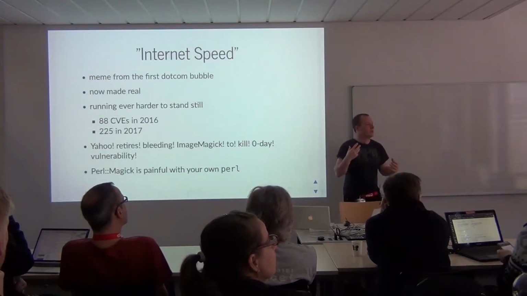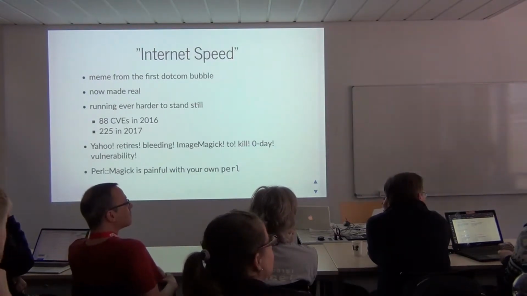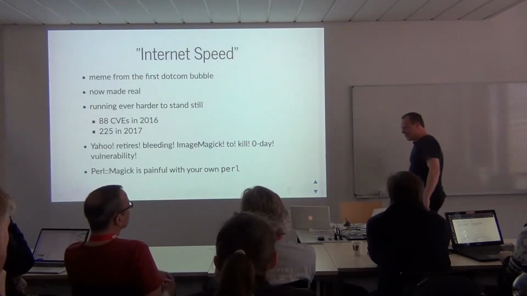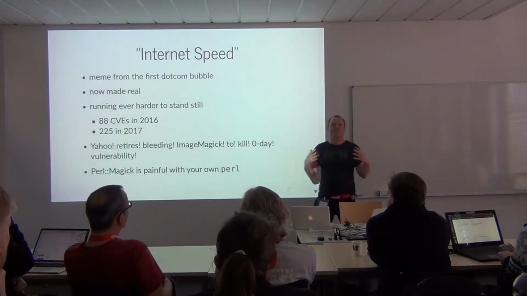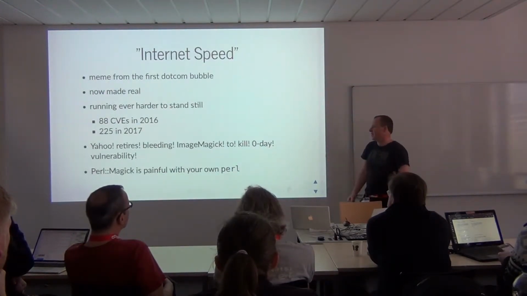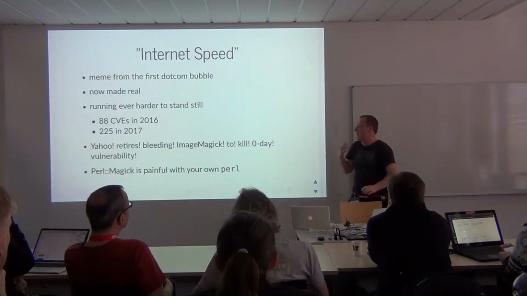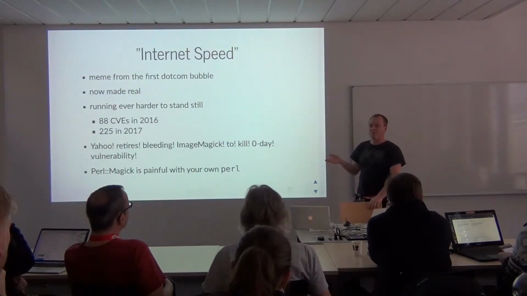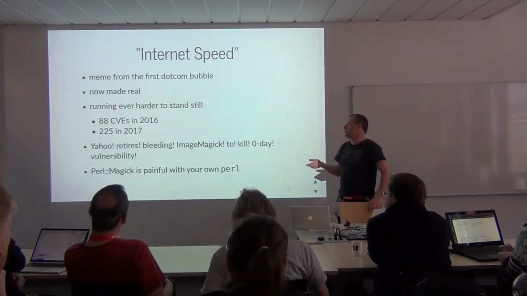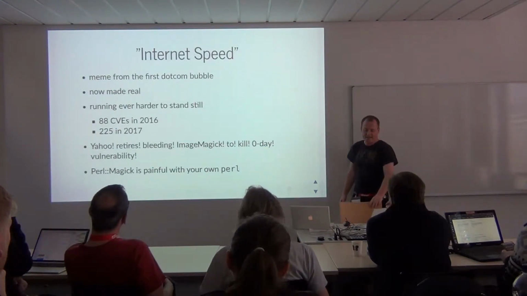Bug finding tools, scanners like American Fuzzy Lop, the rabbit I showed, enable security researchers and black hats to find bugs in software faster than ever. So for example, ImageMagick had 88 CVEs, common vulnerabilities and exposures, allocated in 2016. It had 225 allocated in 2017.